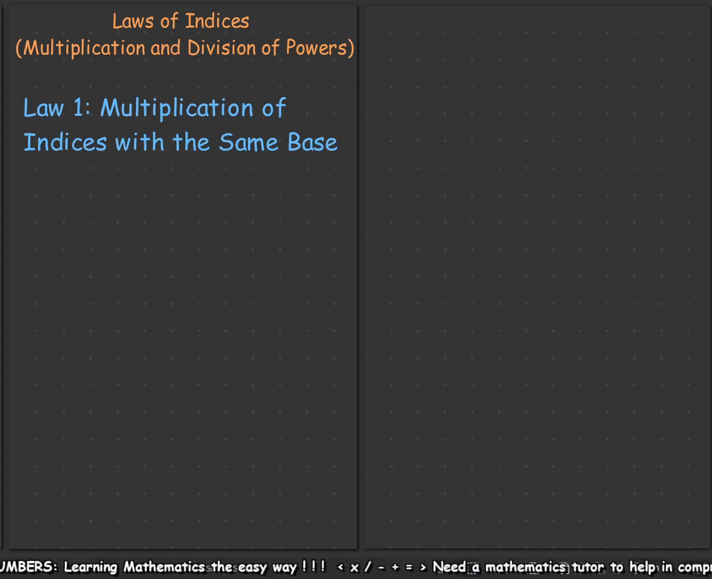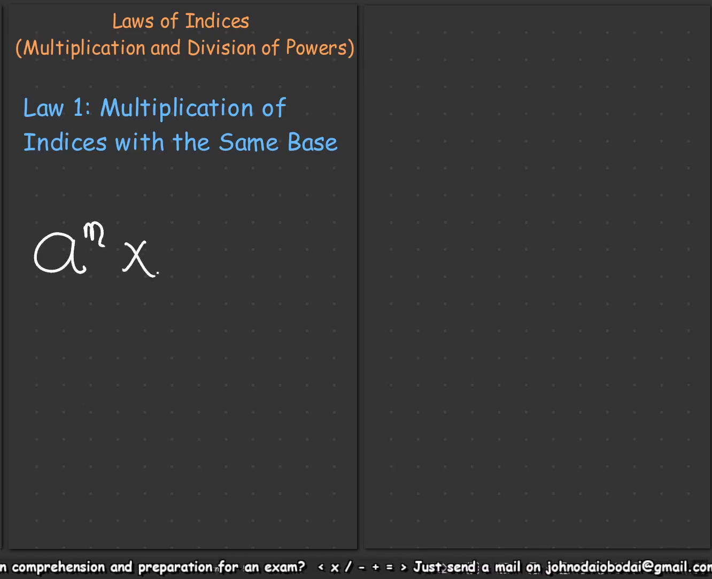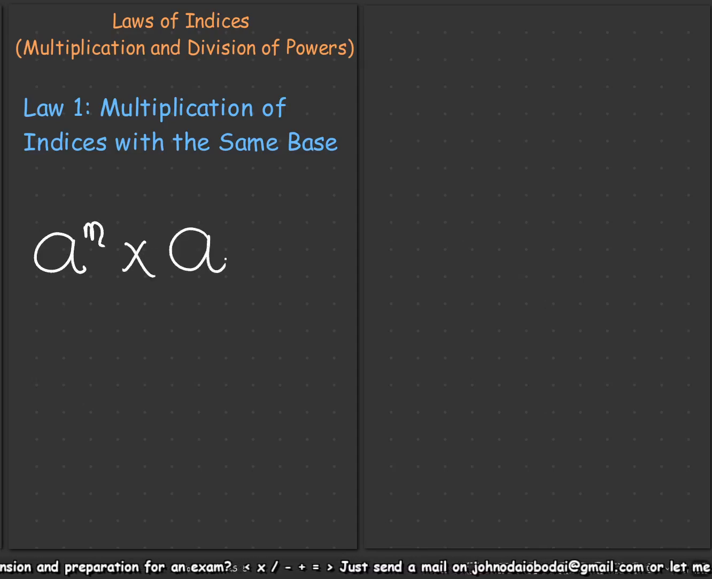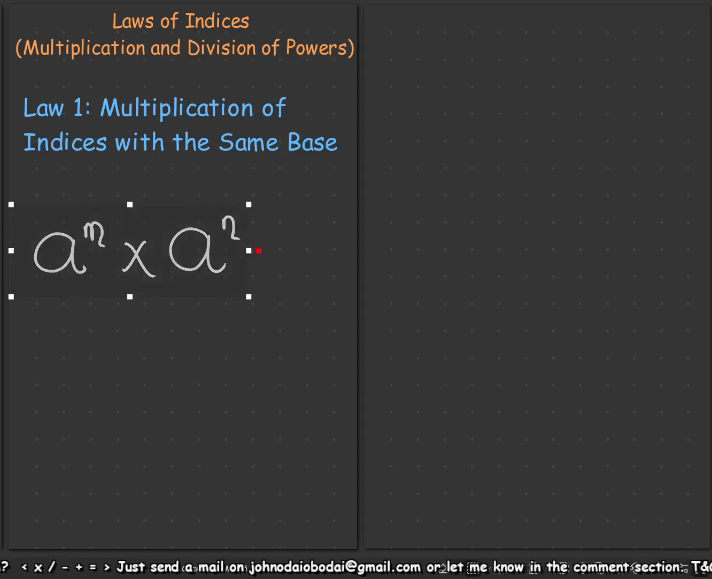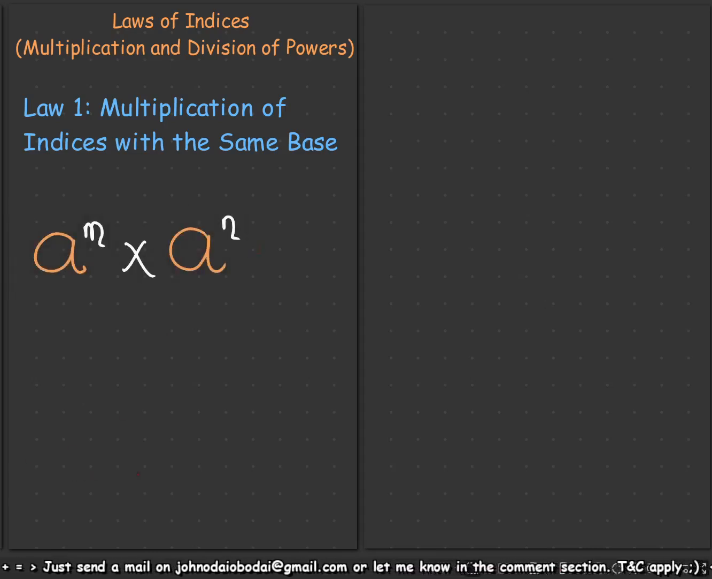So for this first law, we only use it with regards to what? Indices that have the same base. Take note, they should have the same base. The law says that if you have an index notation, say a to the power m, multiplying another, a to the power n, you realize that there is a here and also a over here, meaning the bases are the same.